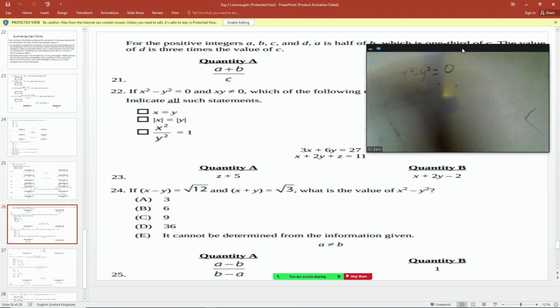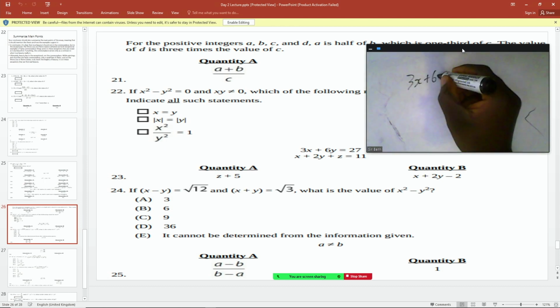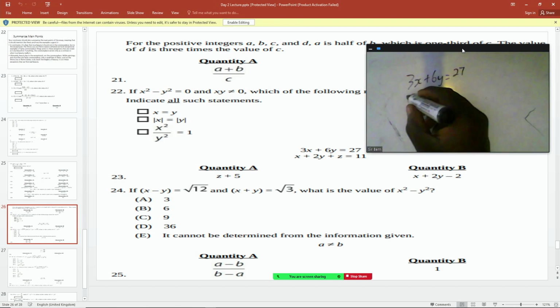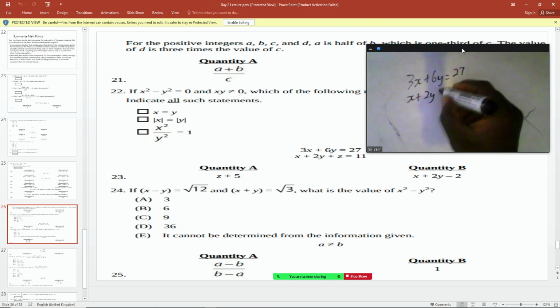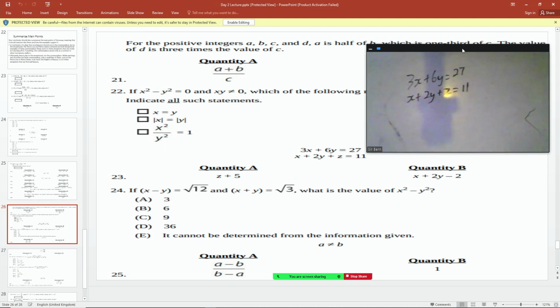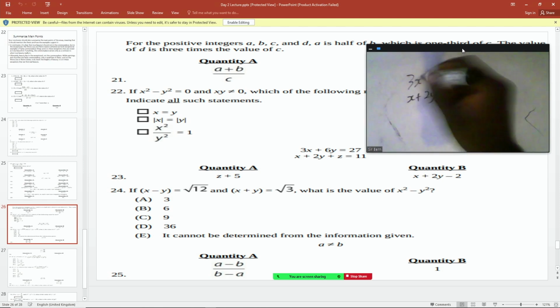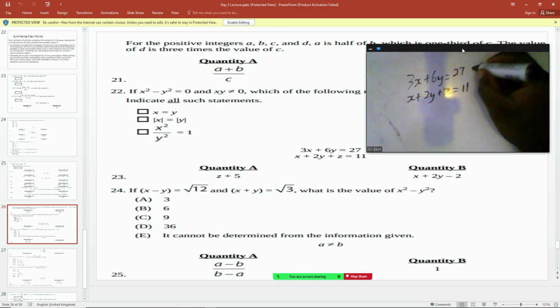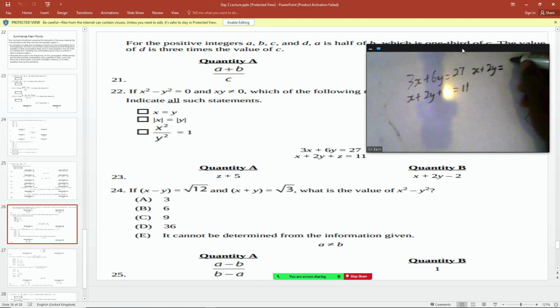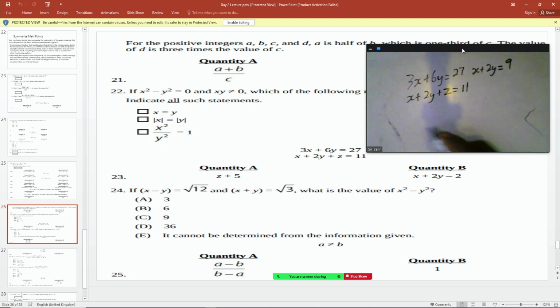Moving on to 23. We have 3x plus 6y is equal to 27, then x plus 2y plus z is equal to 11. What you have to notice is that we can factor out 3 and cancel. So dividing through by 3, we are left with x plus 2y is equal to 9. In the second equation too, we have x plus 2y. So we can replace this by 9. So 9 plus z is equal to 11. So z will give us 2.